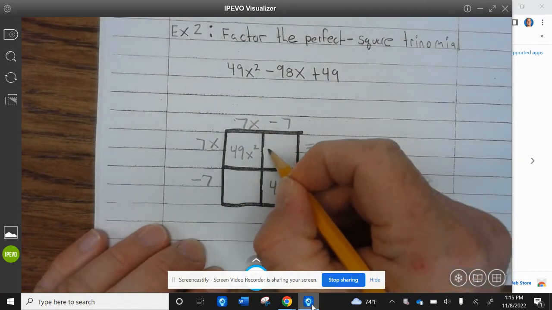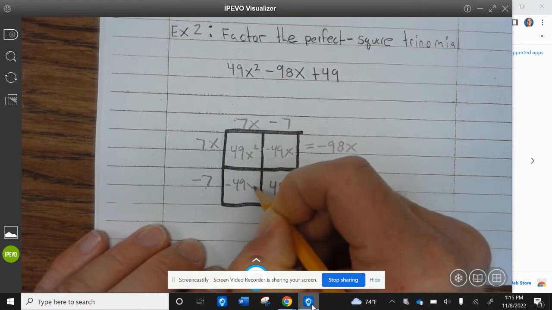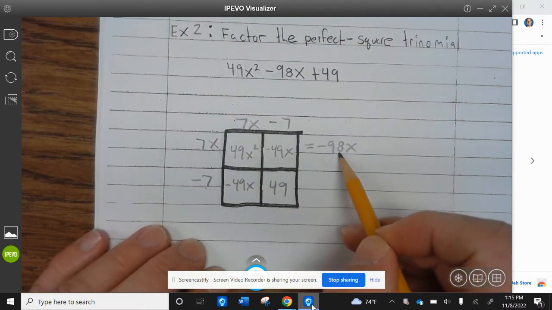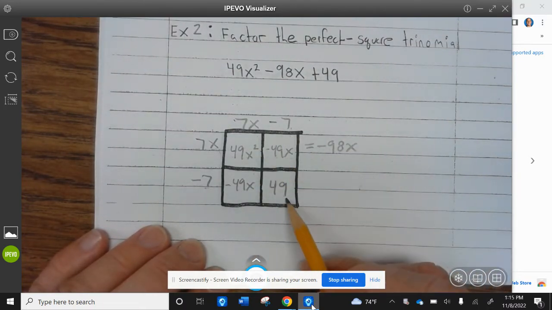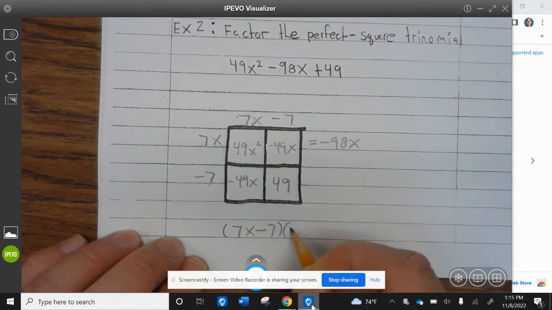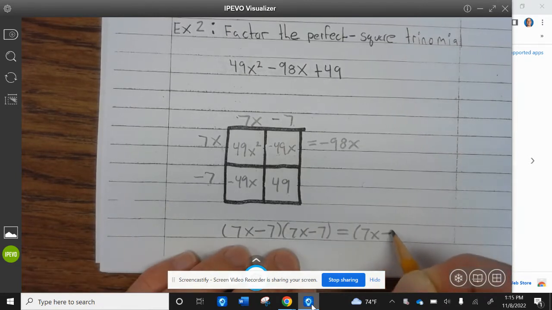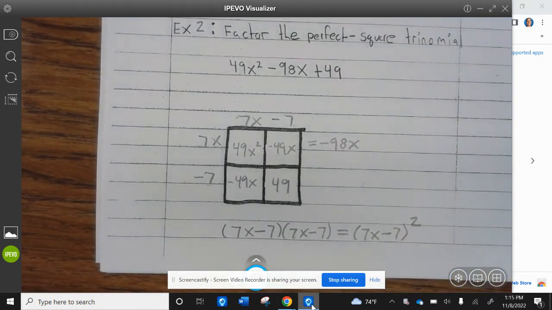7x times negative 7 is negative 49x. Negative 7 times 7x is negative 49x. Those combine to be negative 98x. Negative 7 times negative 7 is 49. So our factors are 7x minus 7 times 7x minus 7, which equals 7x minus 7 squared. All right, go ahead and finish up example 2.